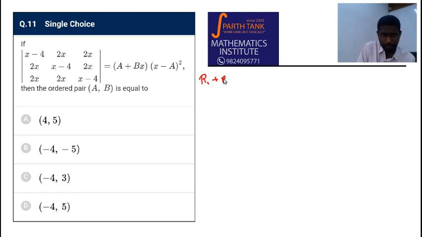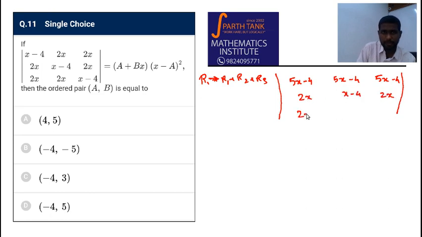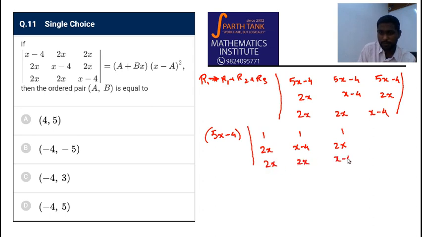I am replacing R1 by R1 plus R2 plus R3. That is the first step. When you add all this, what do you get? It becomes 5x minus 4, 5x minus 4 and 5x minus 4. And the rest are the same: x minus 4, 2x, 2x, 2x, x minus 4. Okay. So here take 5x minus 4 common out and then put 1, 1, 1; 2x, x minus 4, 2x; 2x, 2x, x minus 4.